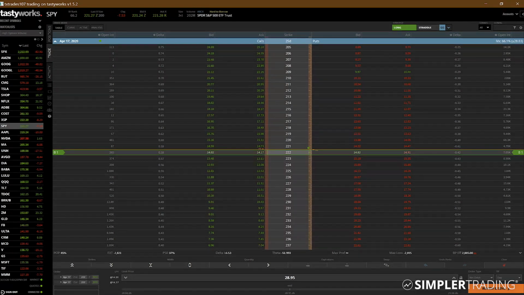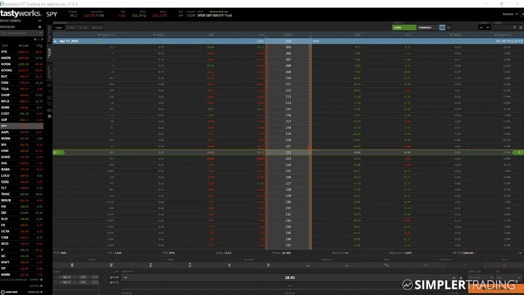And essentially, with a straddle, we are buying both the put and the call, usually at the money, right? So you see here how we're buying both the 222 call and the 222 put. What does that do? Well, won't they actually cancel each other out? Kind of.